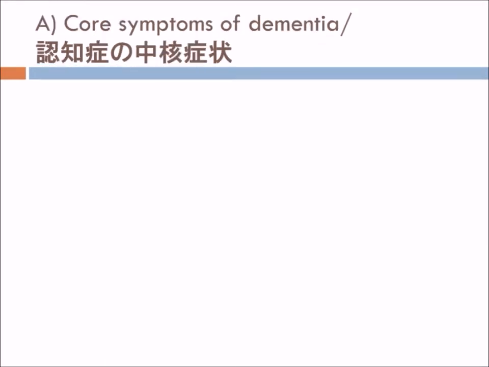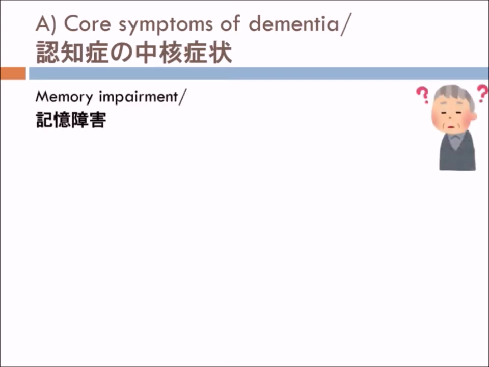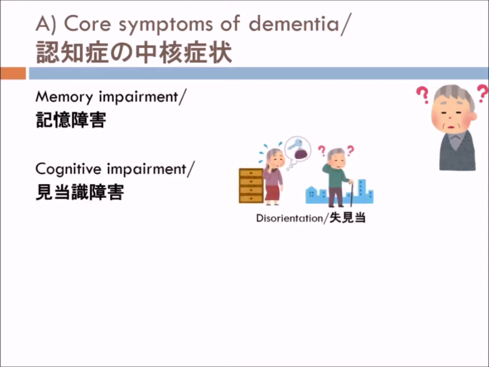Core symptoms of dementia. Memory impairment. Memory impairment refers to a disorder that makes it impossible to remember new facts and information. Cognitive impairment. Cognitive impairment refers to a disorder that makes it impossible to recognize time, place, and people, like disorientation.